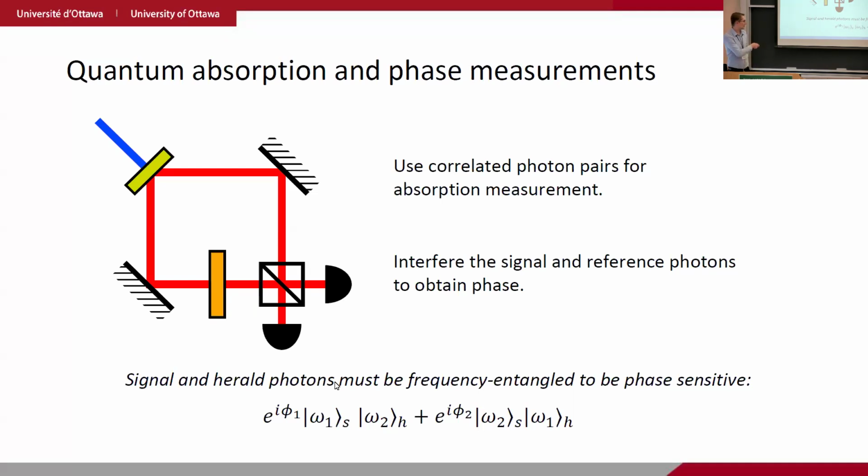I'll talk about the type of interference that we use in a second, but before we go any further, there's a very basic constraint on what kind of light you can use as your probe state here. If you have a separable state of your signal and herald photons, then any phase shift you pick up is going to be a global phase. If you want to measure what the phase shift is, you have to use an entangled state of your signal and herald so that there's a relative phase shift that you can pick up.